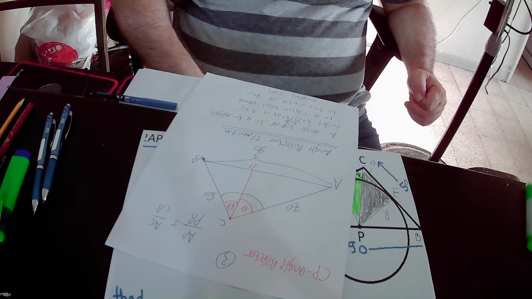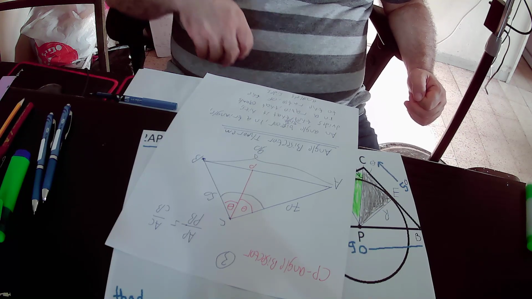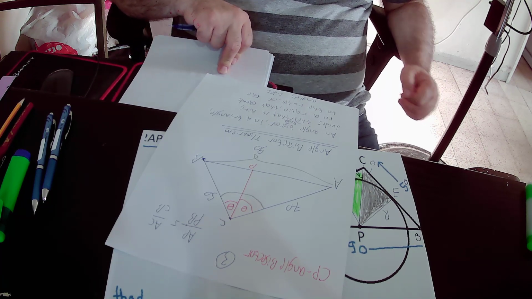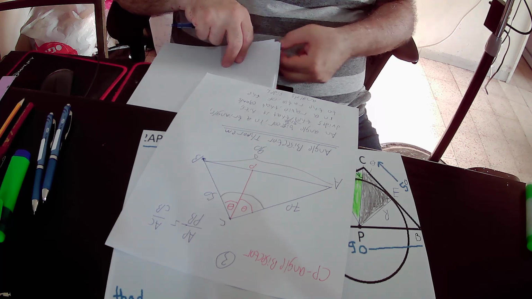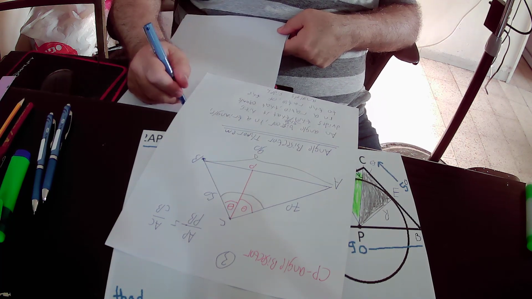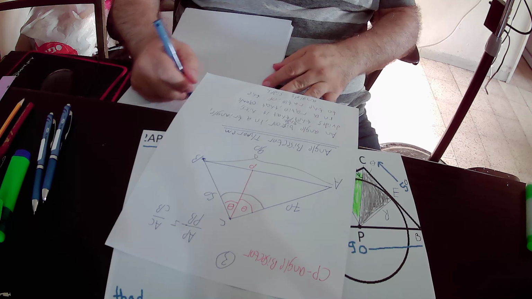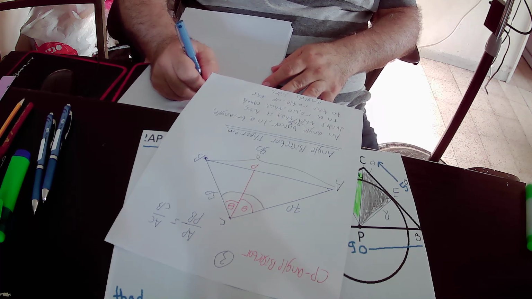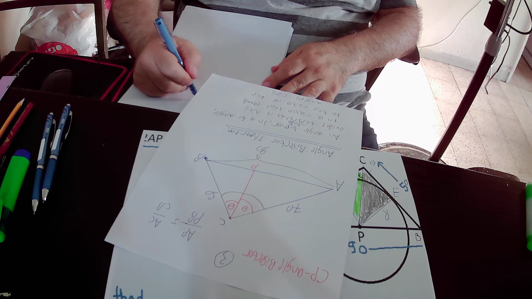Okay, now I will write again the equation of this theorem. I will mark it as equation 1: AP over PB equals AC over CB.